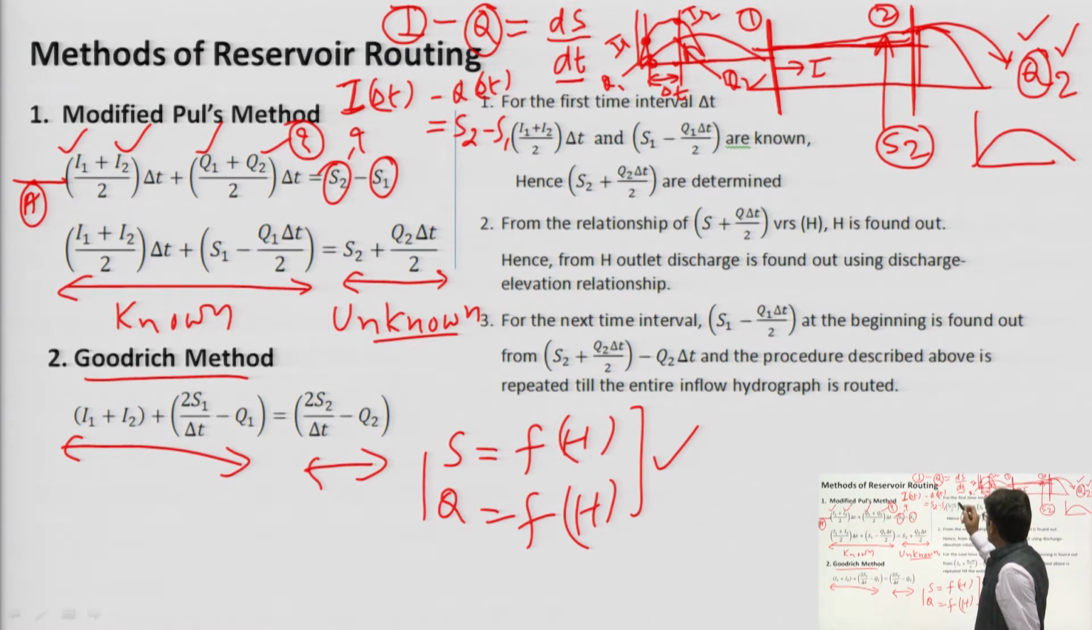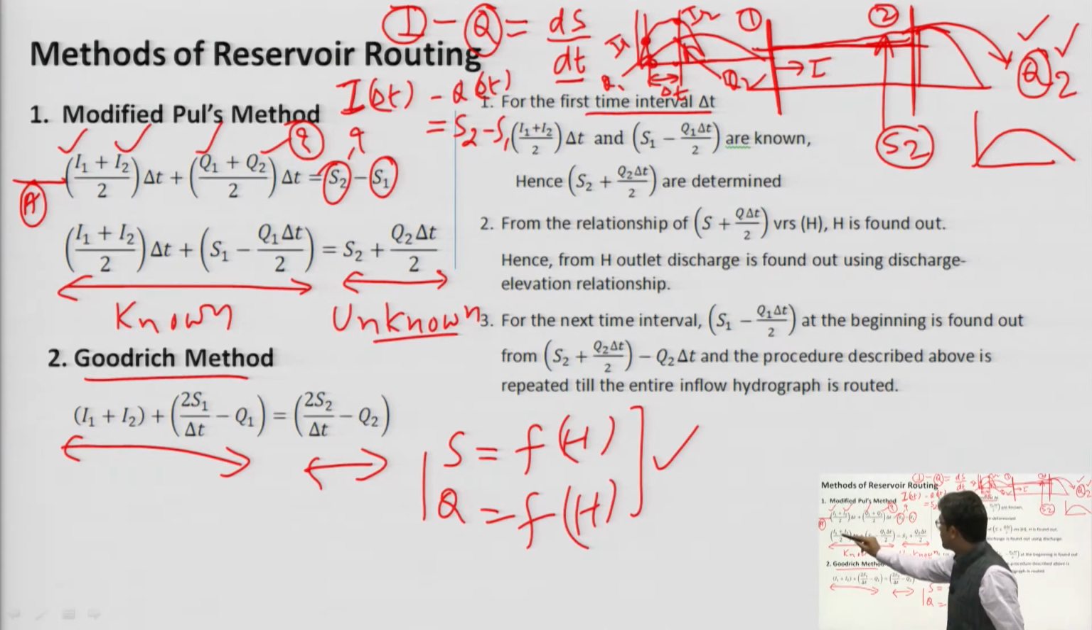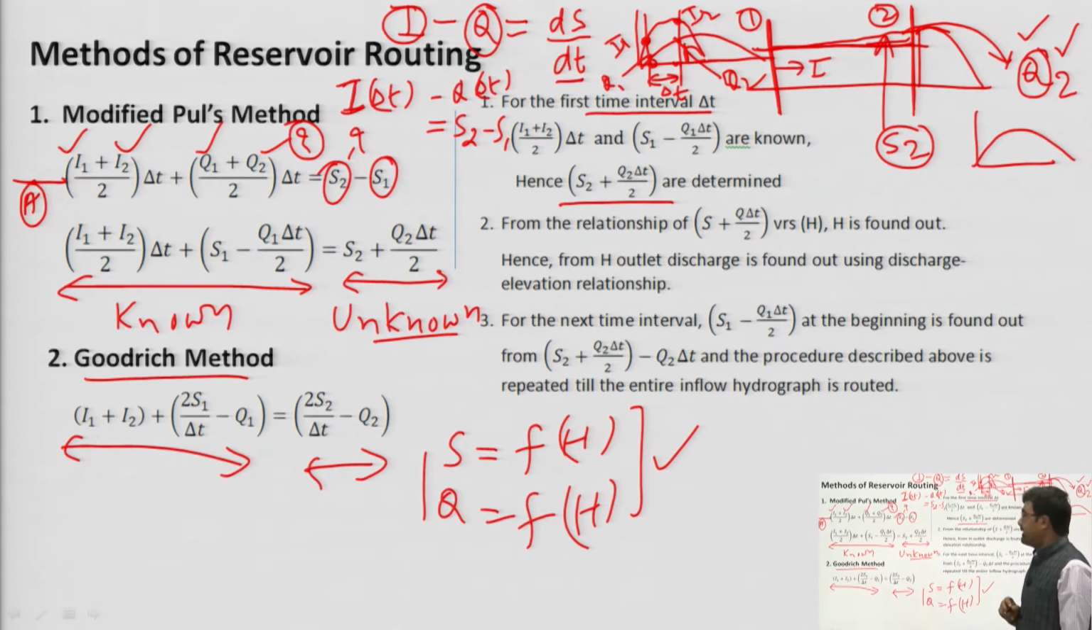Step number 1, for the first time interval delta T, I1, I2, S1, Q1 are known. Therefore, S2 plus Q2 into delta T by 2 is determined. That is step number 1.